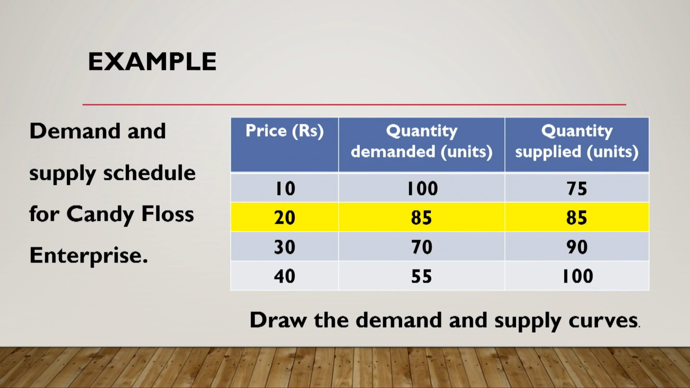Demand and supply schedule for Candyfloss Enterprise. When price is 10, quantity demanded is 100 and quantity supplied is 75. When price is 20, quantity demanded is 85 and quantity supplied is 85. When price is 30, quantity demanded is 70 and quantity supplied is 90. And when price is 40, quantity demanded is 55 and quantity supplied is 100.